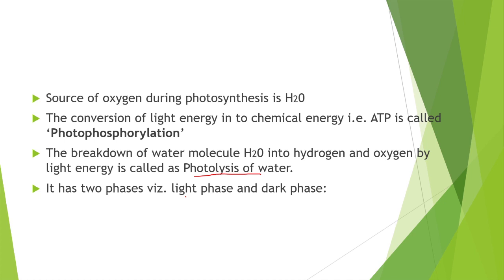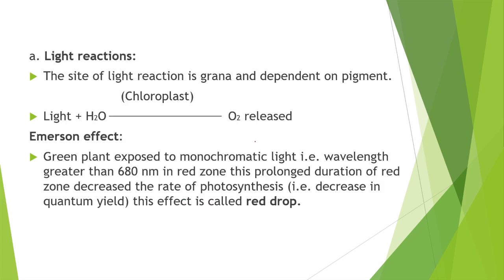The light reaction occurs in grana of chloroplast and it is dependent on the pigments. In chloroplast, in the presence of light, this water is converted into oxygen and this oxygen is released.